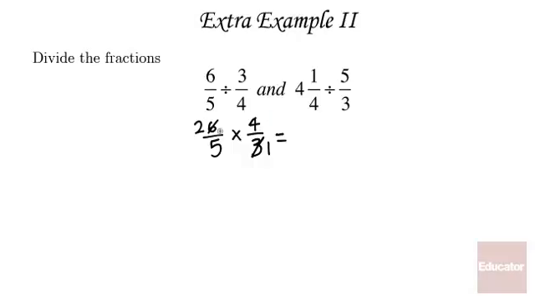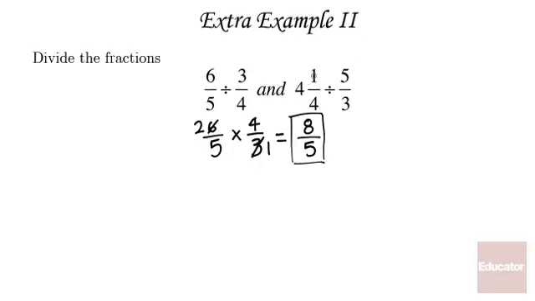Okay, now I'm going to multiply. So 2 times 4 is 8. 5 times 1 is 5. And that's an improper fraction, but I can leave it like that, and that's my answer.